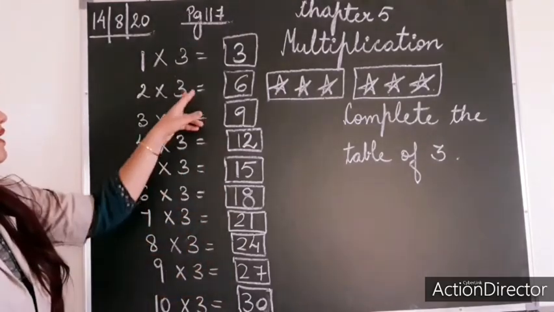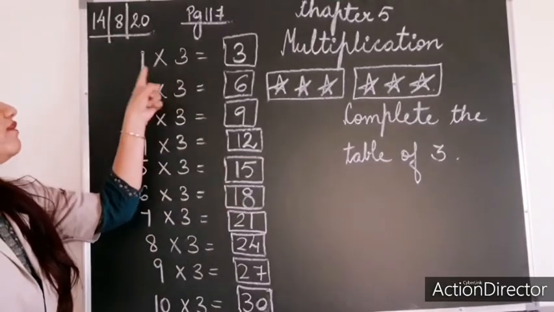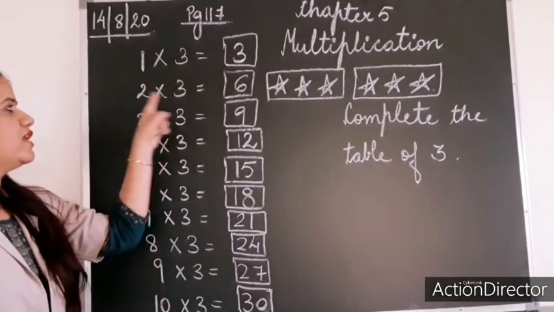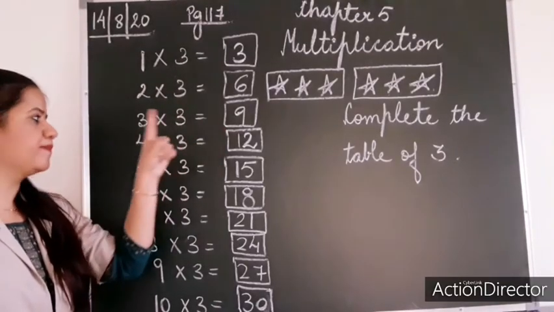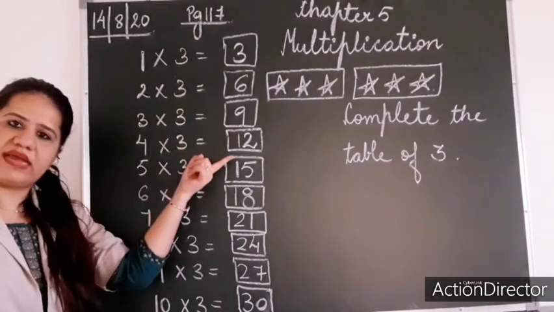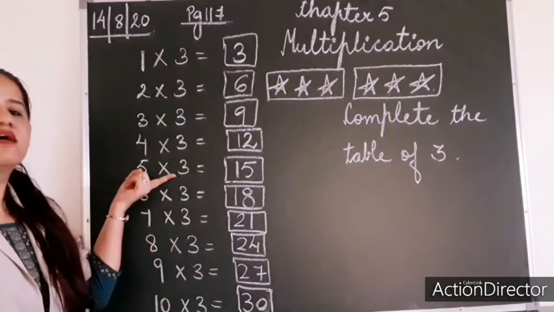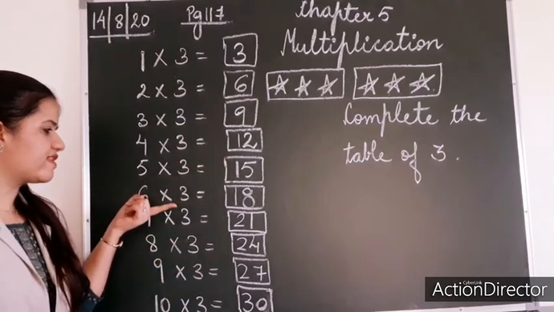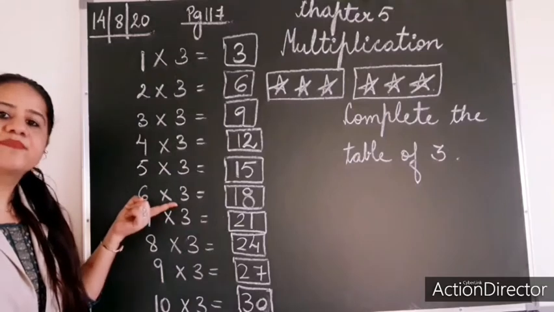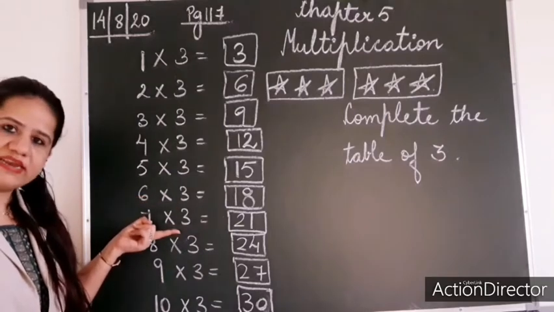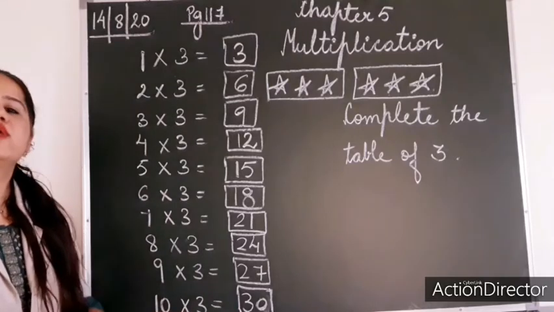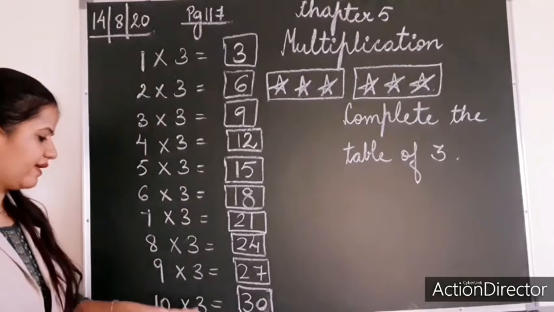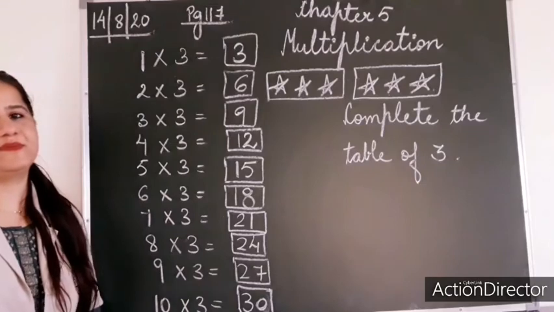Similarly, we can say it like this also. 3 1s are 3. 3 2s are 6. 3 3s are 9. 3 4s are 12. 3 5s are 15. 3 6s are 18. 3 7s are 21. 3 8s are 24. 3 9s are 27 and 3 10s are 30.